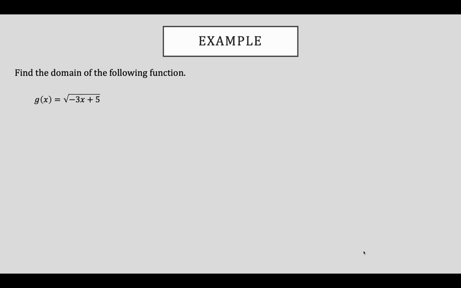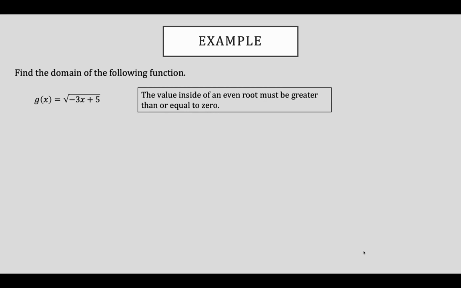Well, again, we have our two rules. 1, we can't divide by 0, and 2, we can't have a negative inside of an even root. The value inside of an even root must be greater than or equal to 0. Since I don't have any fractions where the denominator could potentially be 0, but I do have a square root, the second rule is the one that we're going to have to pay attention to. The value inside of an even root must be greater than or equal to 0.